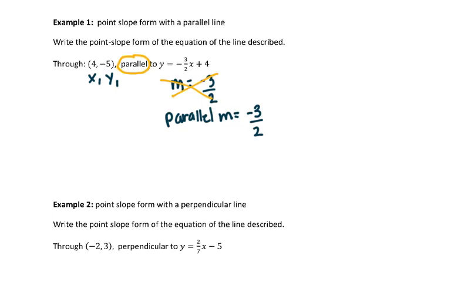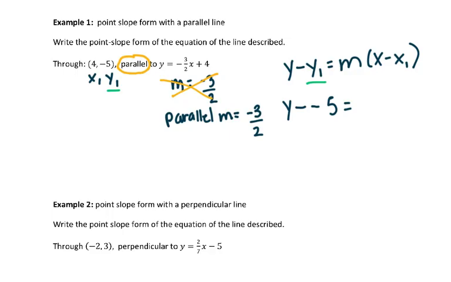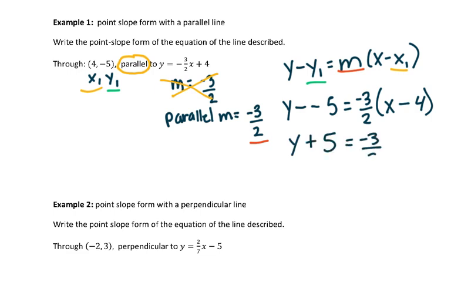Now let's actually write the equation. So as a reminder, it's y minus y1 equals m times x minus x1. Let's substitute the values in. So y1 is negative 5, so we do y minus negative 5 equals, our parallel slope is going to be negative 3 over 2, and then x minus our x1, which is positive 4. Now let's take a look and see if we have double signs. Well, we have double signs at the beginning, so it really turns into y plus 5 equals negative 3 over 2, and then there's one negative, so it stays as minus 4.